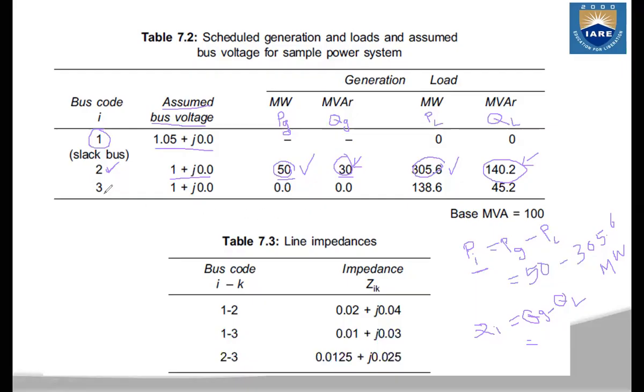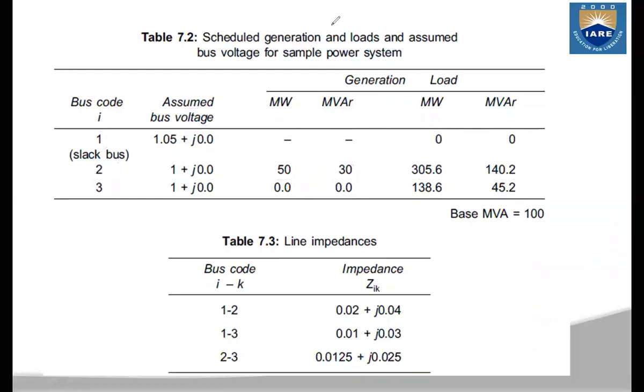Similarly for bus number 3, if you observe bus number 3, generation is given as 0 and load is given. And Table 7.3 shows the line impedances. From these line impedances, you have to determine the Y bus. Let us solve this problem.